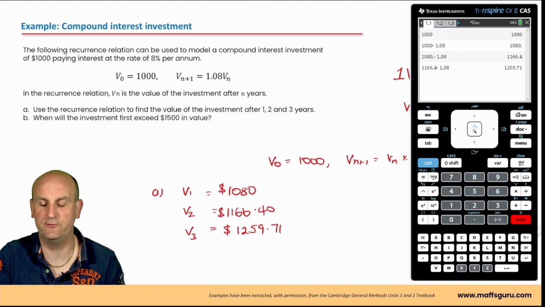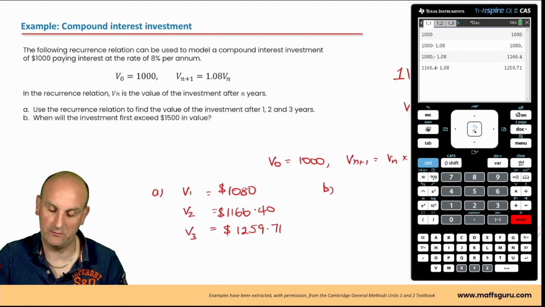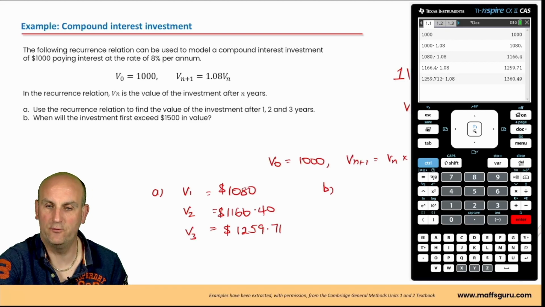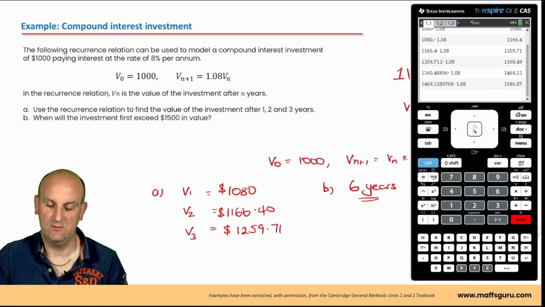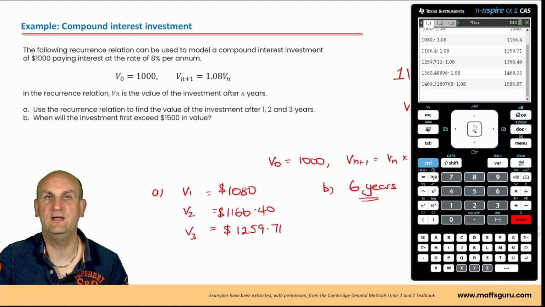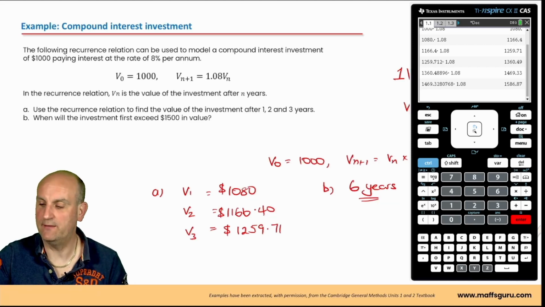When will the investment first exceed 1,500 in value? Now, again, I could use the formula. Let's do it the easier way of just hitting enter and seeing what happens. I want it to exceed 1,500. So that's after 3 years, 4, 5, after 6 years. So there we go. So just by hitting enter a number of times, all right, we know that after 6 years, it will exceed 1,500 in value. All right, and obviously not the one beforehand. Why? Because it's not over 1,500. Absolutely.